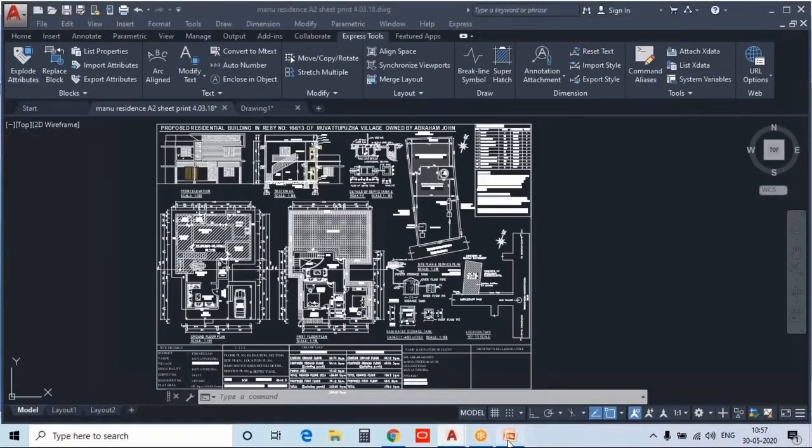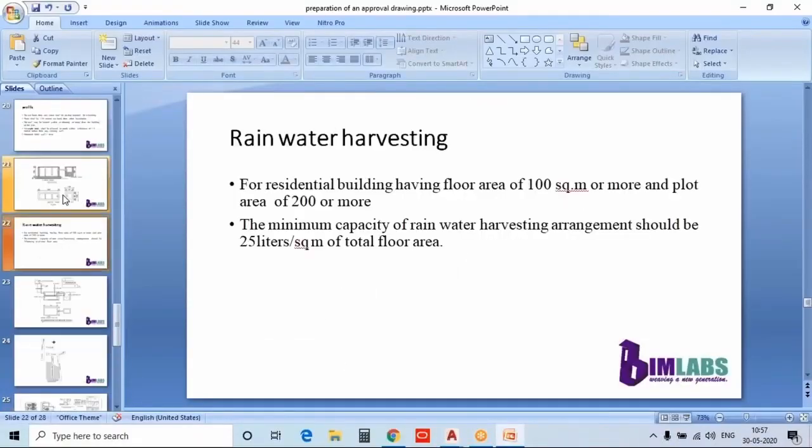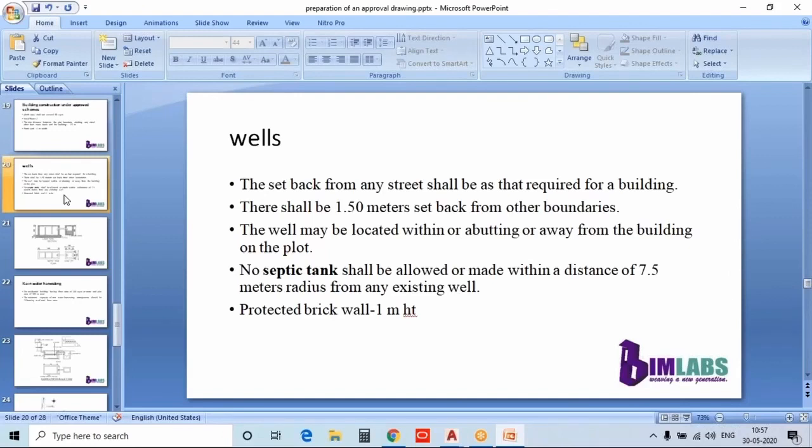And for those who are not clear about this well portion, I will repeat once more. While marking the well on your site plan, you have to make sure that no septic tank is allowed or made within a distance of 7.5 meter radius from any existing well. That is, you have to plan accordingly. Your septic tank position and the well position should be marked on the site, and should not be within a limit of 7.5 meter. Okay, and the protective brick wall height is 1.1 meter, sorry, for the well. Next.